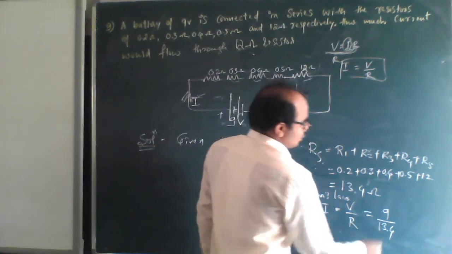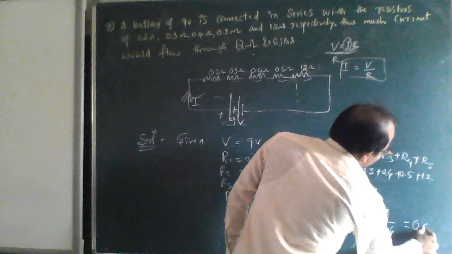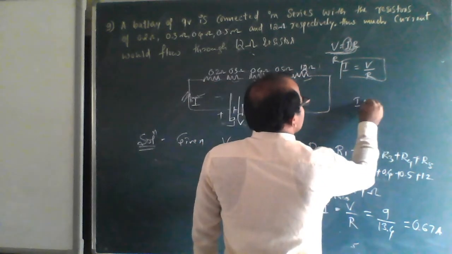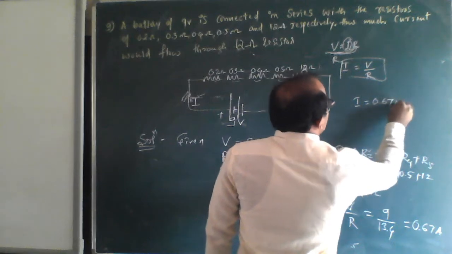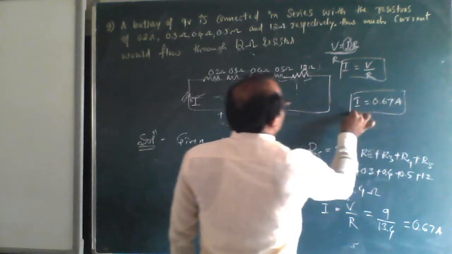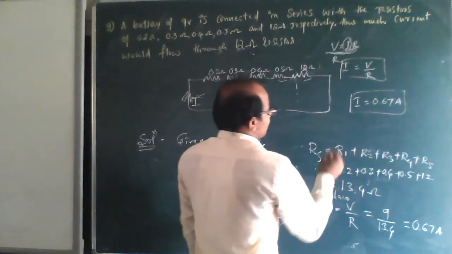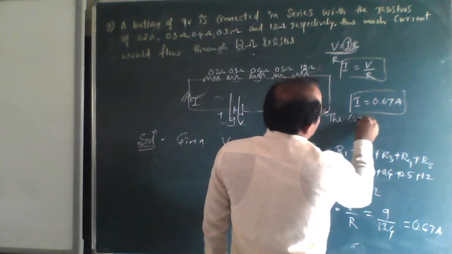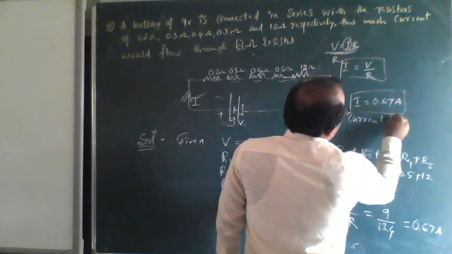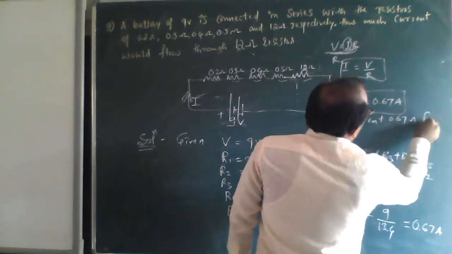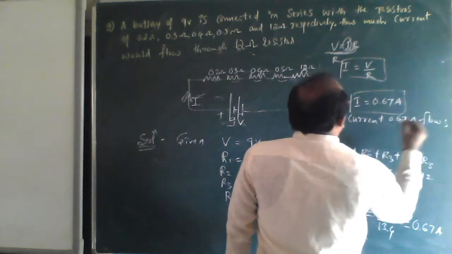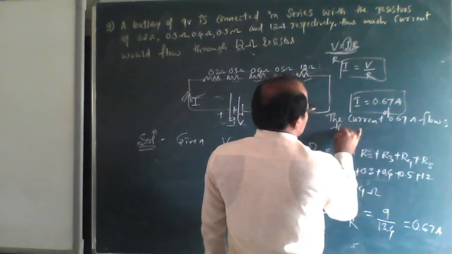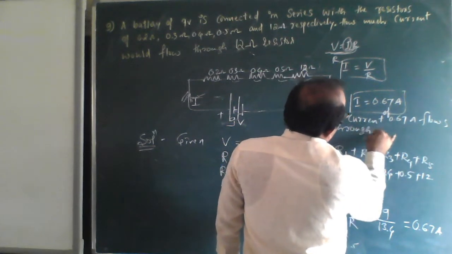13.4. So if you do this, you will get 0.67 amperes. So either current flows inside this. So you can write the current of 0.67 ampere flows through the 12 ohm resistor.